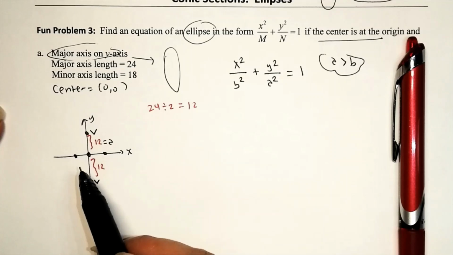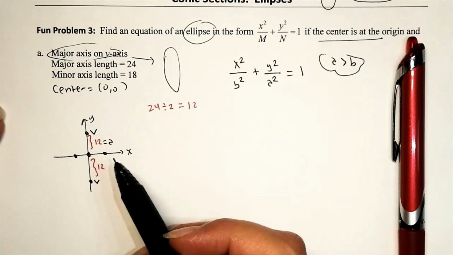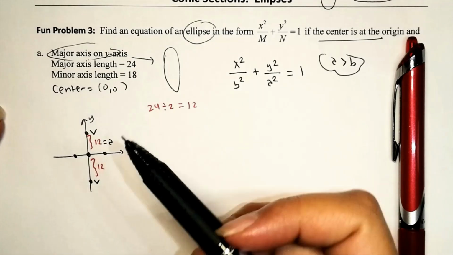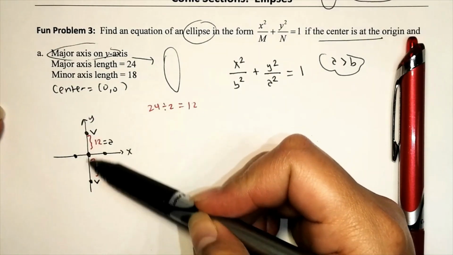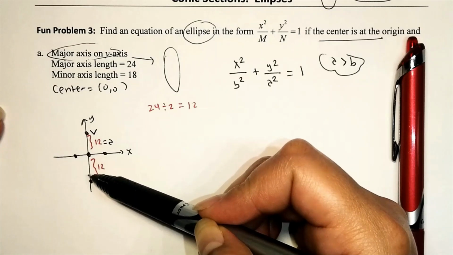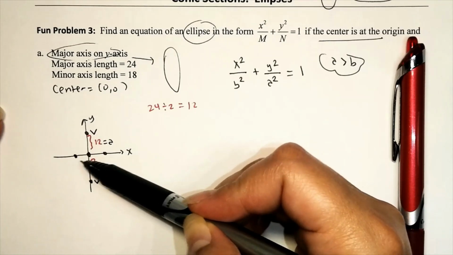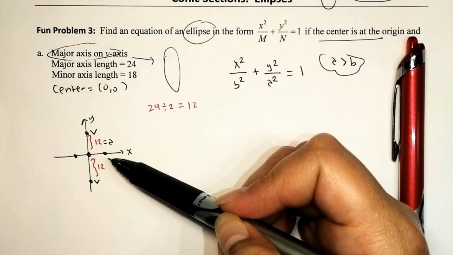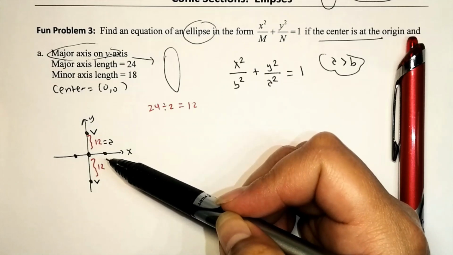Depending on your book, they may say co-vertex, but that's too much for me. I'm just like vertices. What are those? Endpoints of the major axis. And then endpoints of the minor axis, we give no special name. If you want to call it co-vertex, go for it.